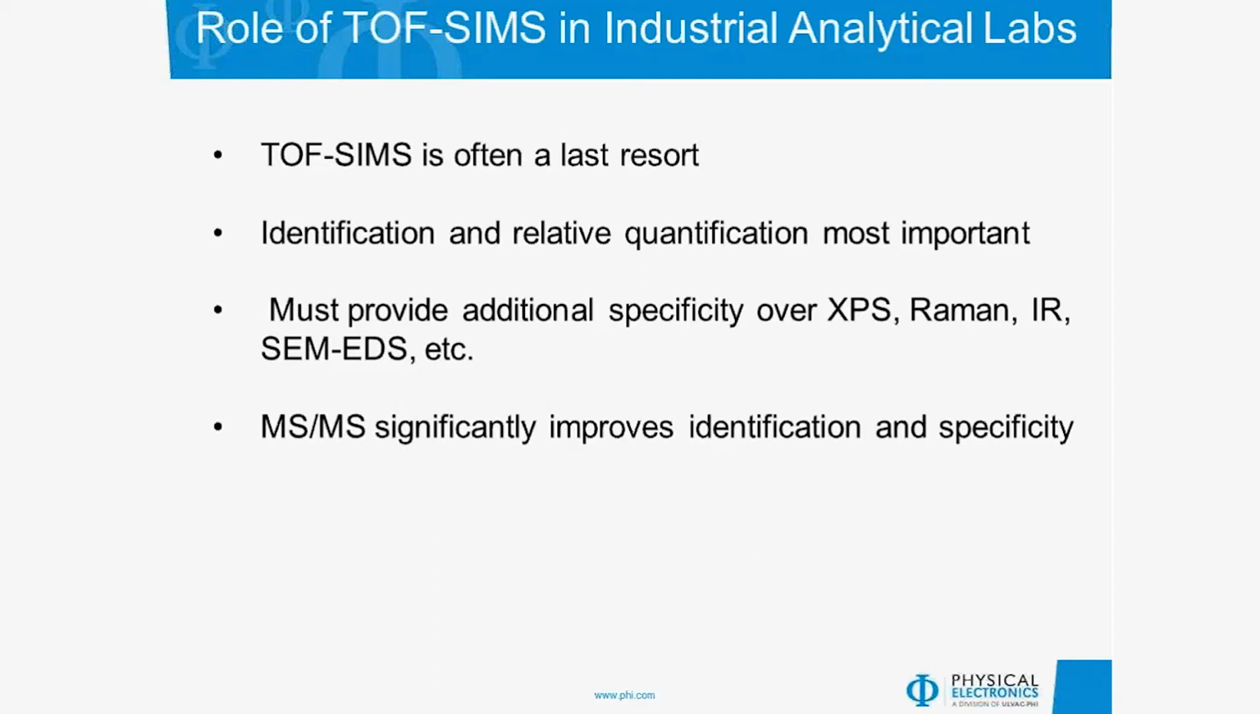The most important thing is identification and relative quantification. This is why I mentioned good versus bad samples. What people depend on TOF-SIMS for is adding additional specificity over techniques like XPS, Raman, IR, or SEM-EDS. In other words, you might know something about the elements and the functional groups, but what they're looking for TOF-SIMS to provide is the exact molecular identification. And what I'm going to try to show you in this presentation is that MS2 significantly improves our ability to do this.